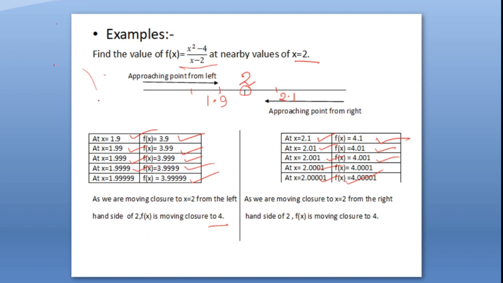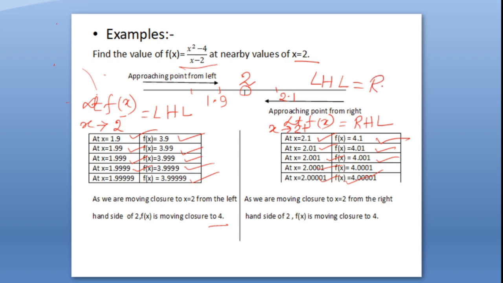For the left hand limit we write limit of f(x) as x tends to 2 minus; this is the left hand side, and we write it as LHL, left hand limit. And for the right hand limit we write limit of f(x) as x tends to 2 plus, which we write as RHL, the right hand limit. And if these two limits are equal, that is LHL is equal to RHL, then we can say the limit exists.